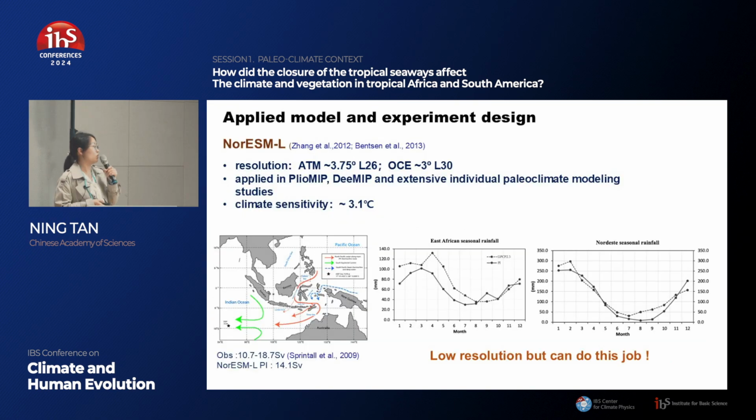So this brings us to the objective: to study the combined and the separate roles of these two seaways, their impact on the tropical climate and the vegetation. The model we applied here is the Norway's low-resolution model, and it has been intensively applied in multiple paleoclimate studies. Due to its low resolution, we need to evaluate whether it can do this research or not.